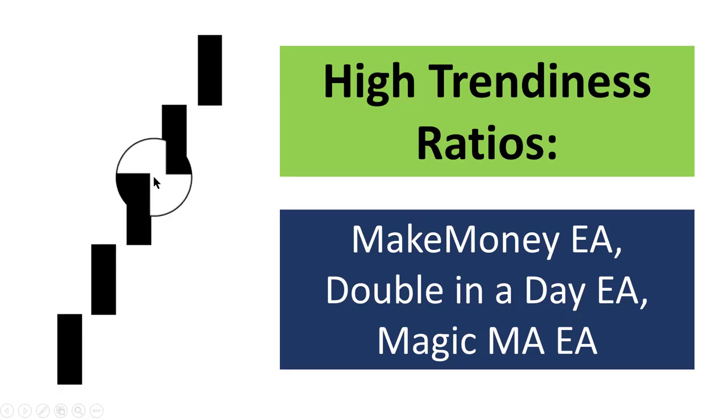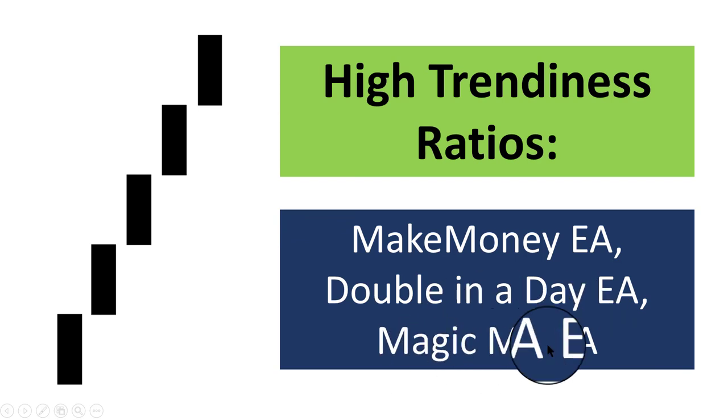Then if you look at this kind of profile, you want to use something like the Make Money EA, and that's why the Make Money EA has made tremendous money in the last 3 to 4 months, because the pound has been trending tremendously downwards. That was the most appropriate EA to use in this highly trending market. So you would use the Make Money EA, and you'd use the Double in a Day EA, because you enter there and you exit there and you've doubled your account.